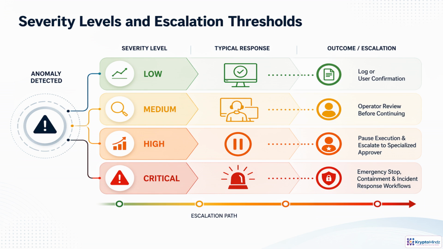Severity keeps governance from becoming either too noisy or too slow. A low-risk anomaly can be recorded or checked with the user without interrupting the agent. A medium event deserves operator review because the agent may be entering uncertain territory. High severity means the risk is no longer routine, so execution should pause until a qualified approver decides what happens next. Critical events are different again. They call for containment first, then incident response. The key is matching the response to impact, so humans intervene where judgment truly matters.